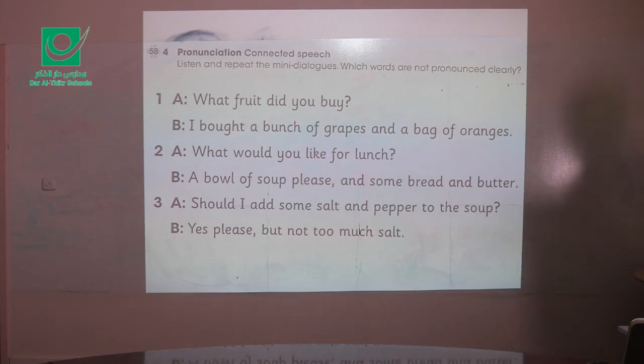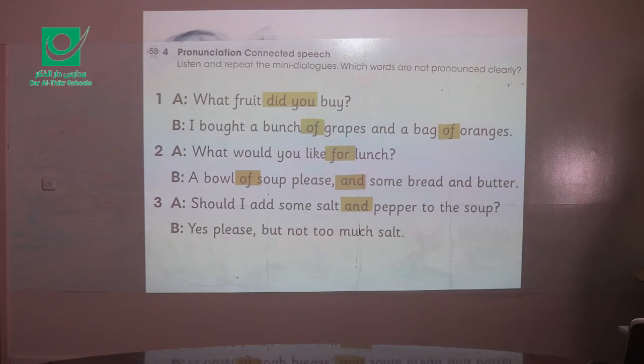Now, listen and repeat the mini dialogues. Which words are not pronounced clearly? Track 58. 1. What fruit did you buy? I bought a bunch of grapes and a bag of oranges. 2. What would you like for lunch? A bowl of soup, please, and some bread and butter. 3. Should I add some salt and pepper to the soup? Yes, please.